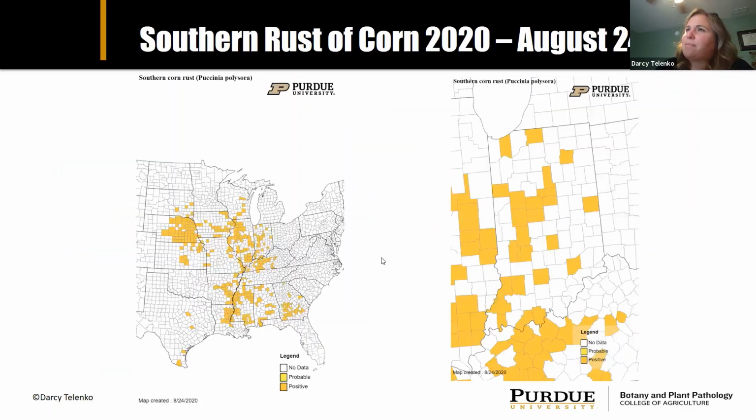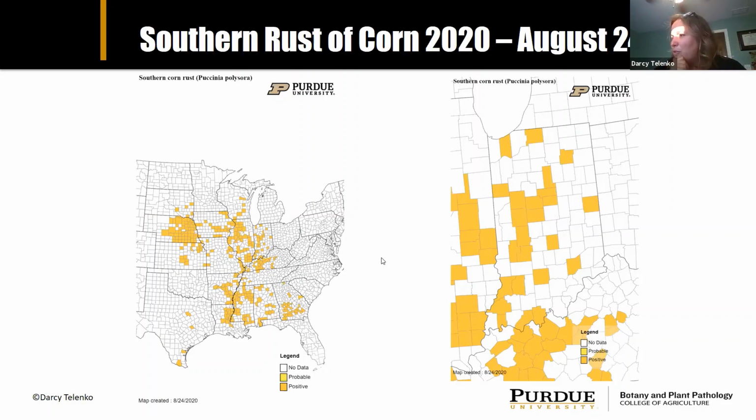So this is the map that we've been tracking for southern rust in the United States. Georgia and Mississippi got hit early, so they were warning about it, and they were seeing a lot of it down south. My colleague in Mississippi, as he was rating his plots, took a picture of himself and he was covered in orange, like from head to toe, like he just got painted orange. So we know the inoculum was heavy. We had those hurricane weather systems move up, so we were watching it.